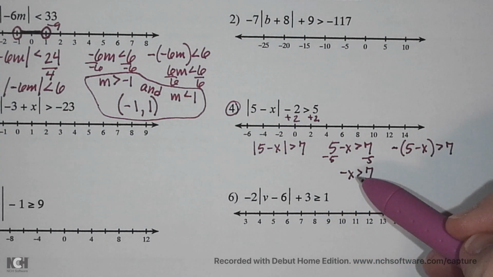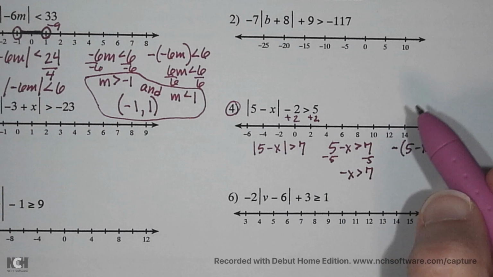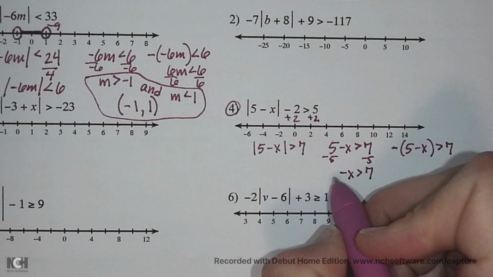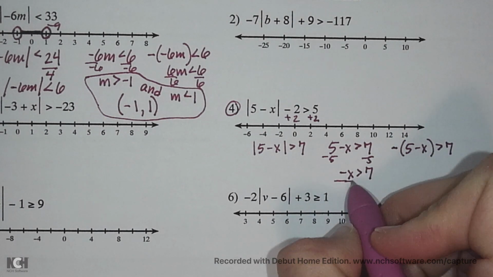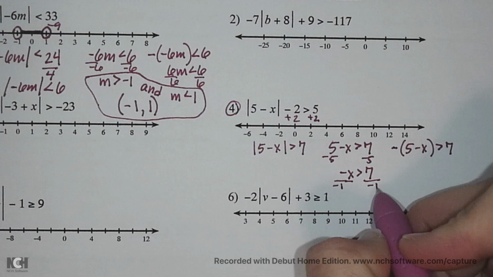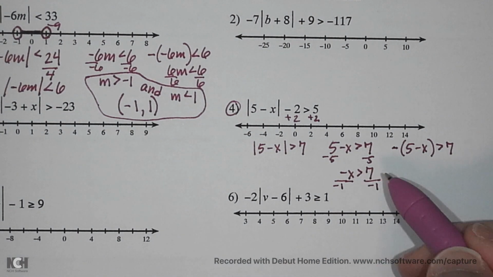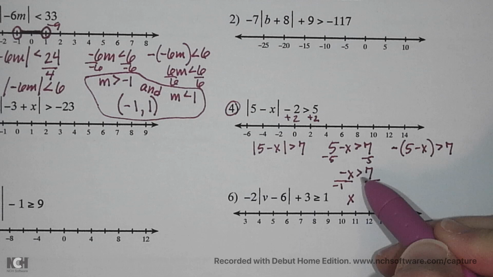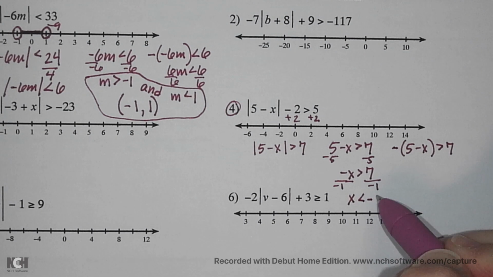Now we can't leave that as negative x, so to get rid of the negative, let's divide by negative 1 on both sides. So divide by negative 1, divide by negative 1. And we have to flip our sign. We're going to get x is less than negative 7.